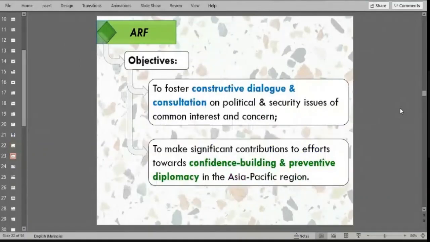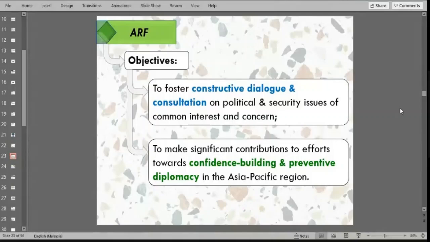So the objective, again, is to foster constructive dialogue and consultation on the issues of political security of common interest. So they discuss any issue of politics and security in the region of the Asia Pacific. Any issue that is shared by the members of ARF will be discussed in that forum. Whether it's the issue of territorial dispute, the issue of terrorism, the issue of piracy, and so on. So any issue that deals with political security matters will be discussed by ARF.